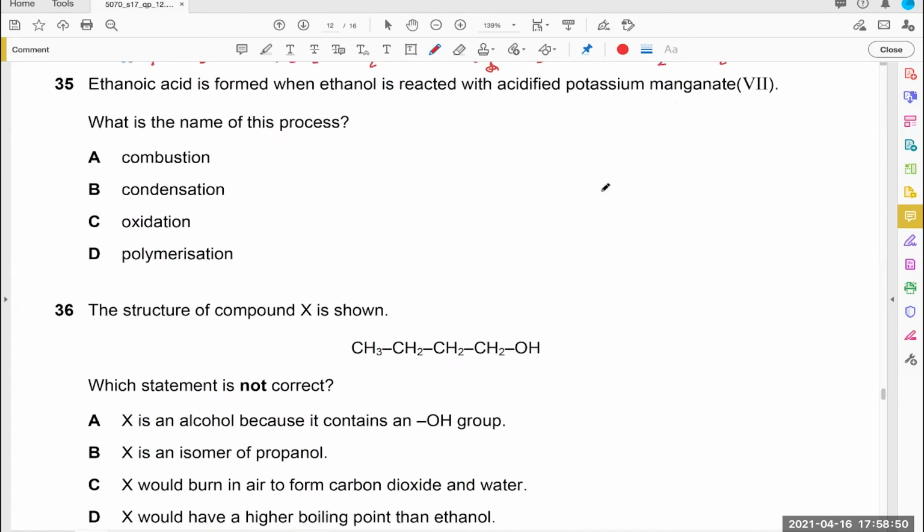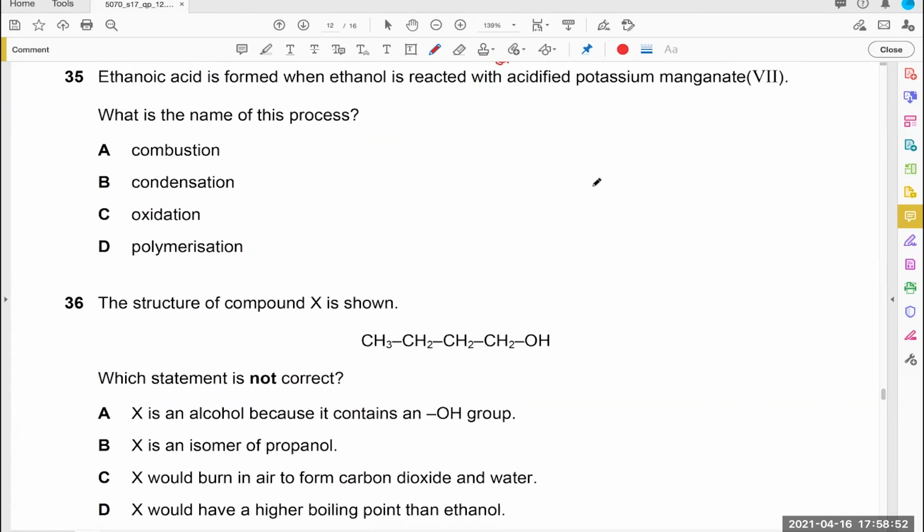products. Ethanoic acid is found when ethanol is reacted with acidified potassium manganate 7. This thing is an oxidizing agent. Okay. So ethanoic acid is formed when ethanol is oxidized. So when we oxidize ethanol, ethanoic acid is formed. So this is oxidation.